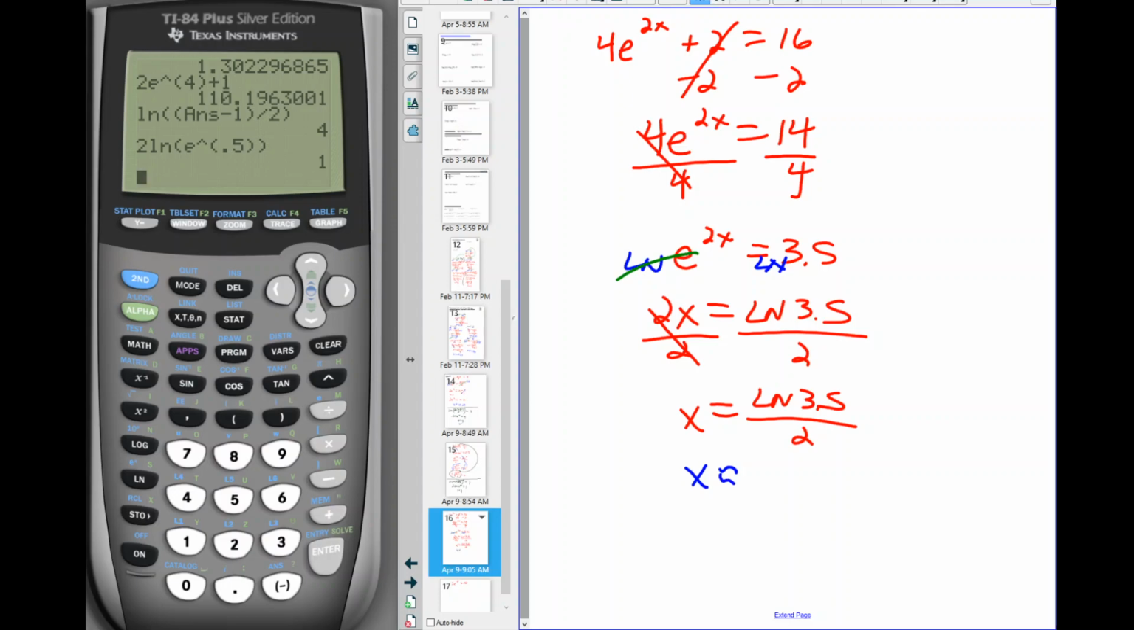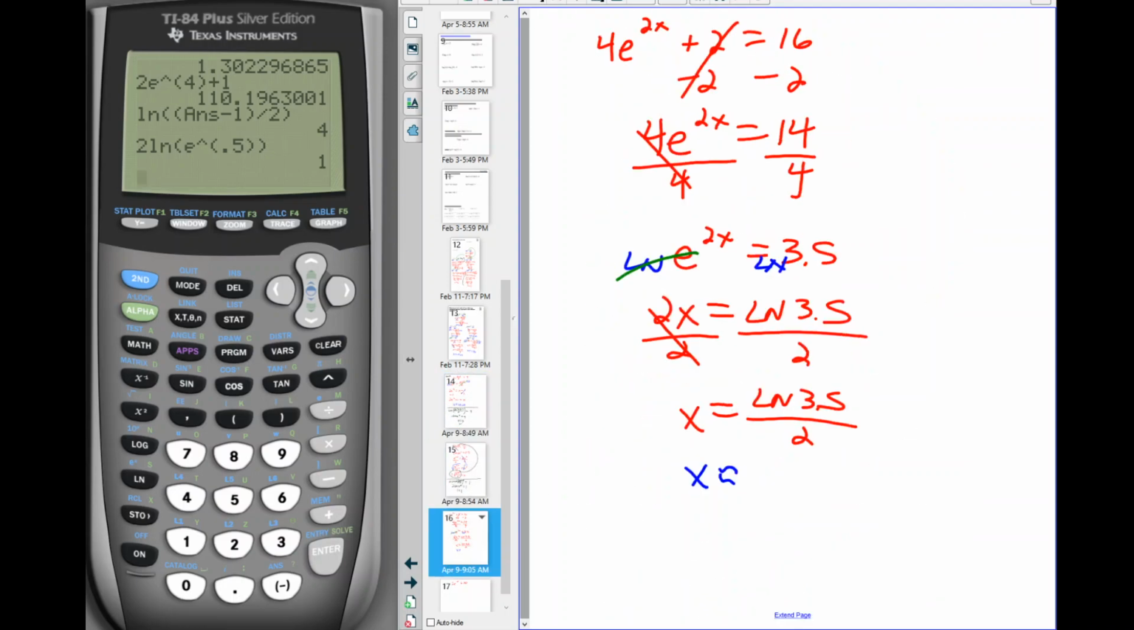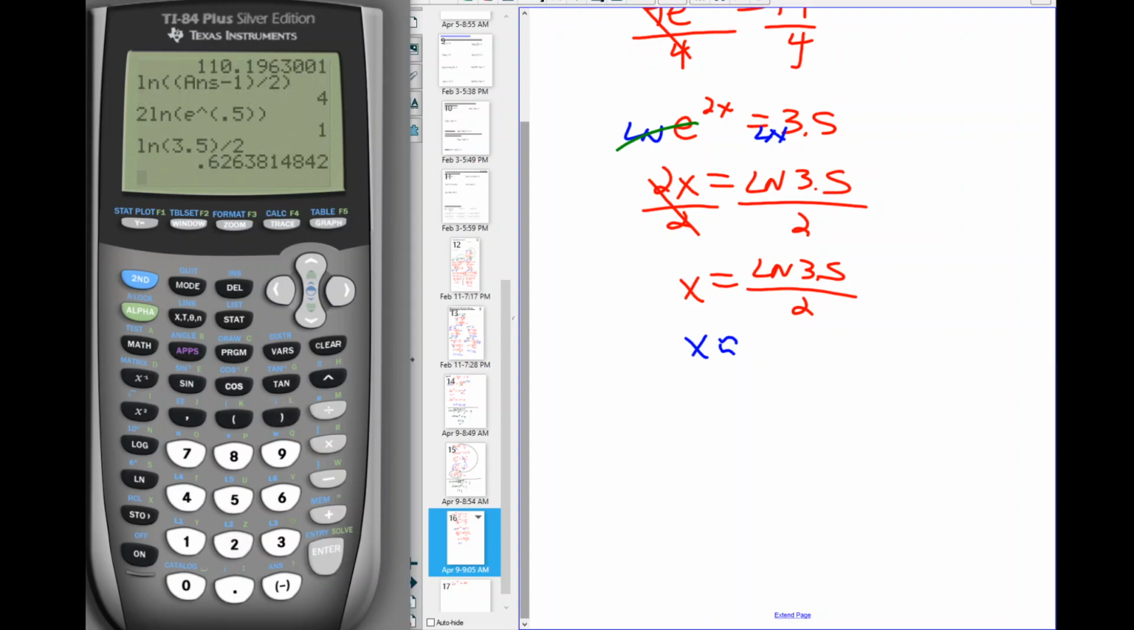If you need to round, did I round the last one? Oh man, I forgot to round. I'll go back and round that one too. Sorry, I forgot to round the last one. Let me do this one first. ln of 3.5 divided by 2, which is approximately 0.63. Since this was exponential, you don't need to check for extraneous.